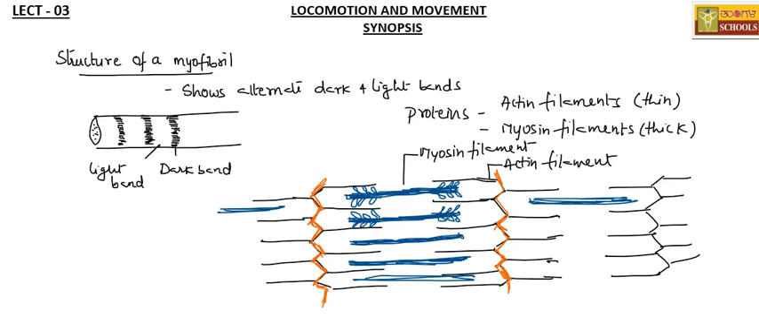Here where the actin and myosin filaments overlap, that point is what we call the A band. And you can see one more, where you find only actin filaments, there are no myosin filaments. Here you will find again actin filaments.